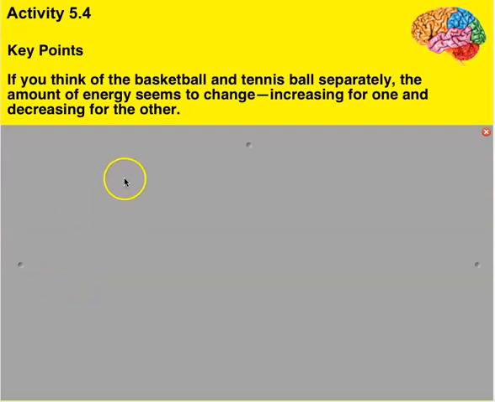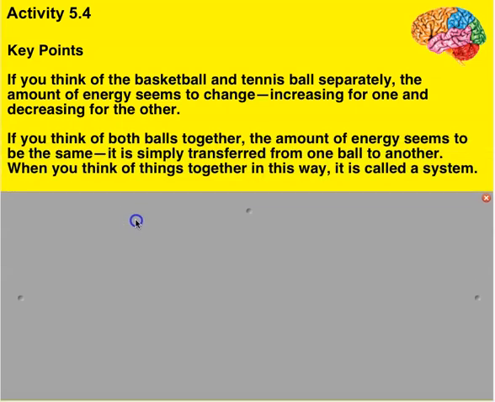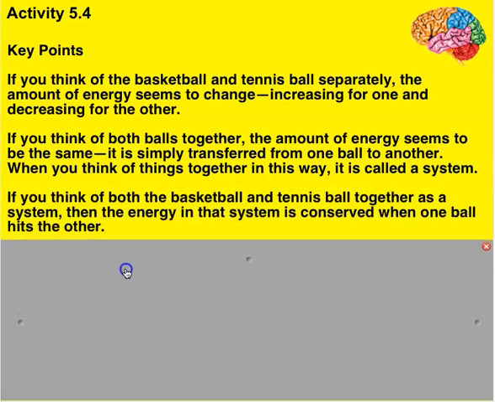So some of the key takeaways today. If you think of the basketball and tennis ball separately, the amount of energy seems to change, increasing for one and decreasing for the other. However, if you think of both balls together, the amount of energy seems to be the same. It is simply transferred from one ball to the other. When you think of things together in this way, it's called a system. Now, if you think of both the basketball and the tennis ball together as a system, then the energy in that system is conserved when one ball hits the other.